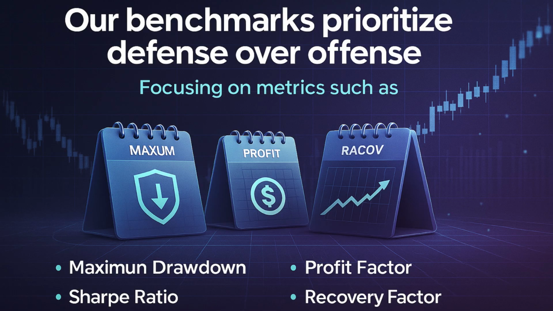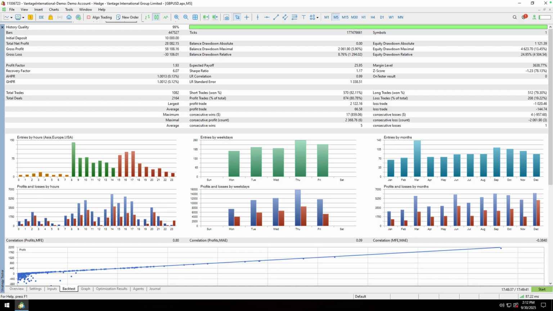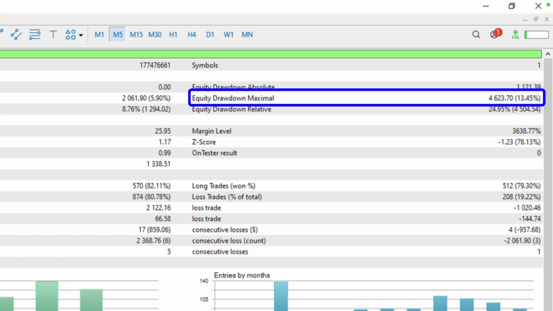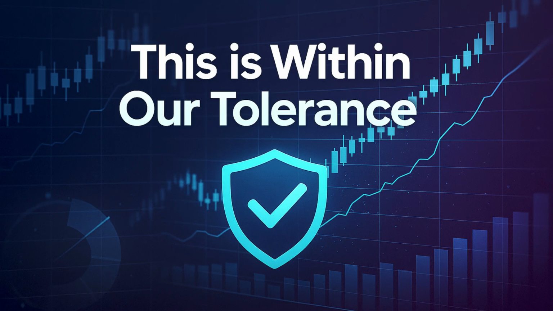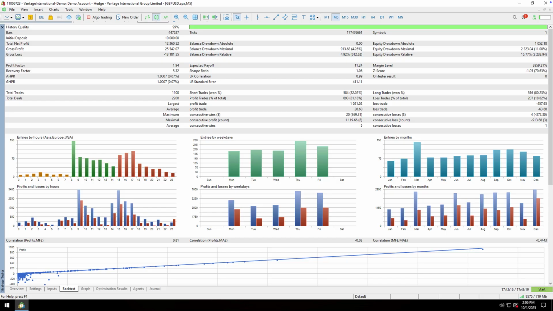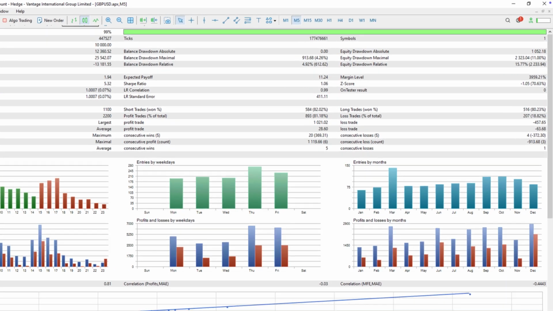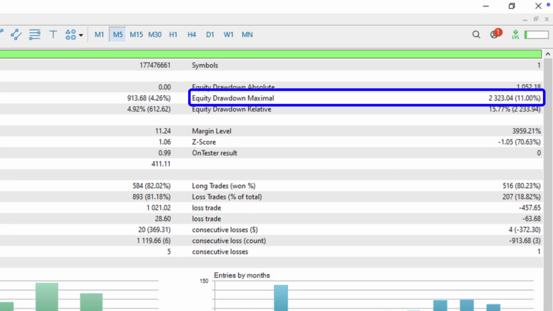Our benchmarks prioritize defense over offense, focusing on metrics such as maximum drawdown, profit factor, Sharpe ratio, and recovery factor. This run, using a position size of 0.01 to 3,000, shows an equity maximum drawdown of about 13.45%, roughly $4,600 on a $10,000 baseline. This is within our tolerance. Now, if we decrease the position size to 0.01 to 5,000, it actually lowers the drawdown to 11%, even better.